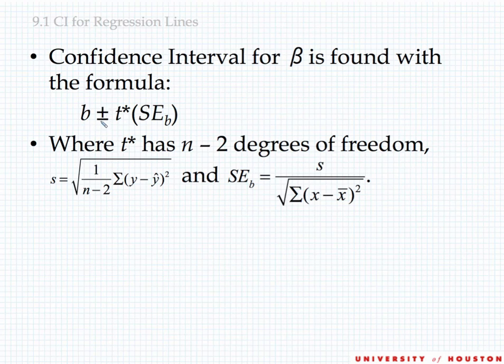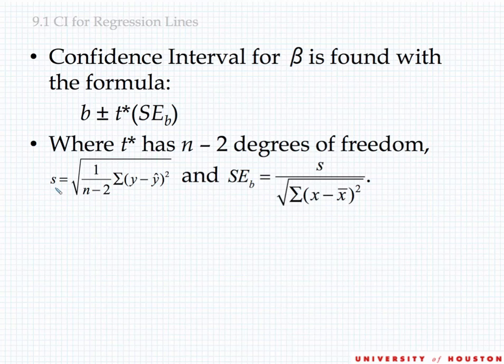Then we're going to add and subtract our margin of error, which is found by our t star, our critical value t, which has n-2 degrees of freedom, times our standard error of the slope. Now, our standard error of the slope needs two steps to calculate.